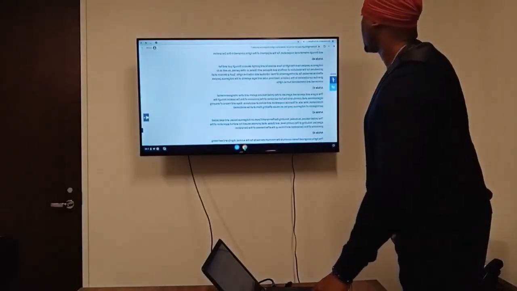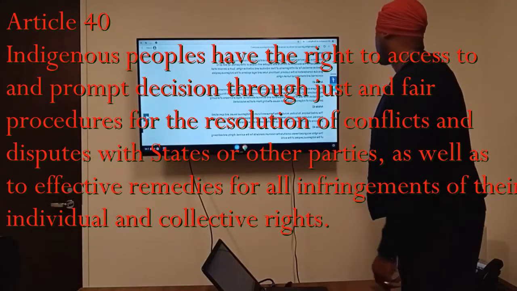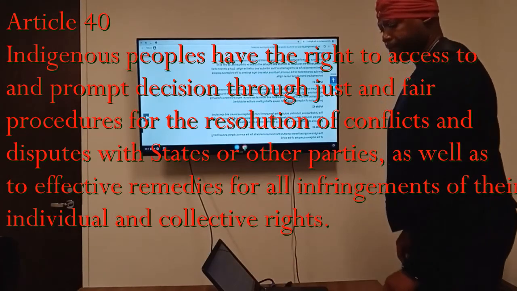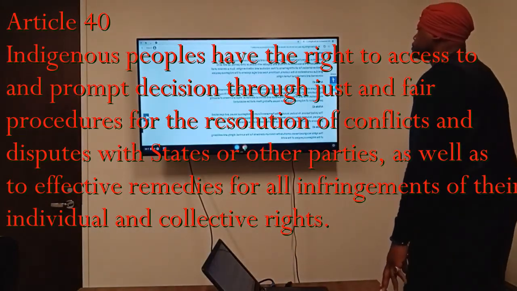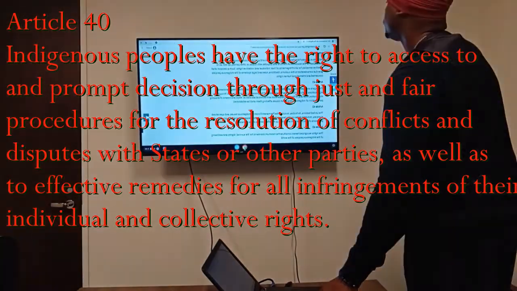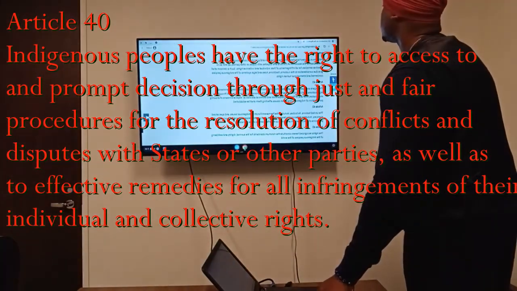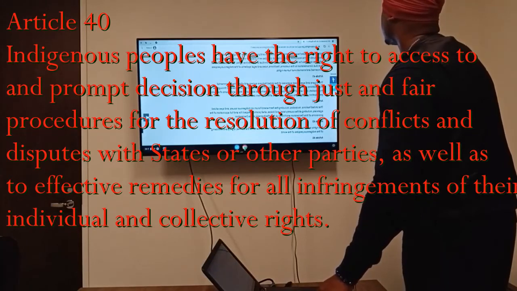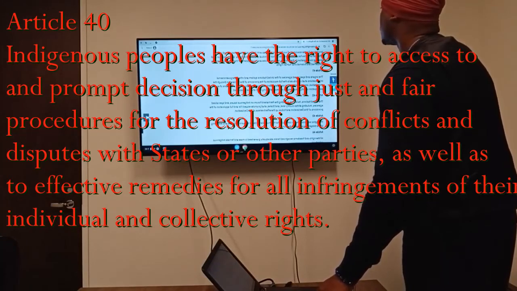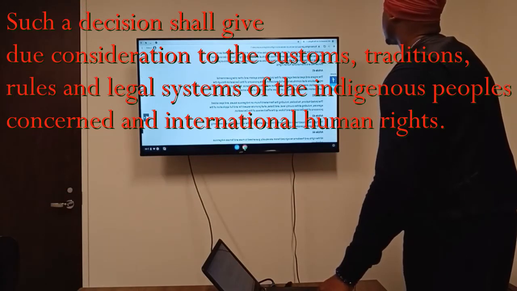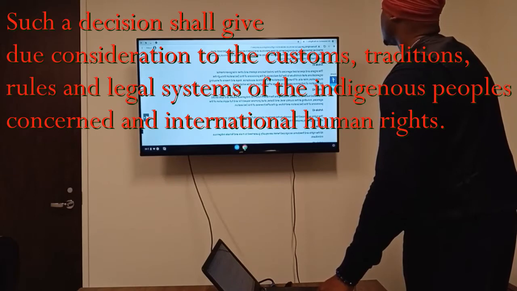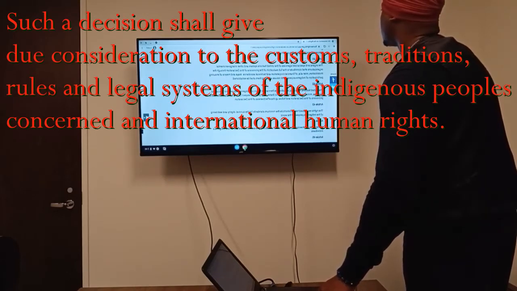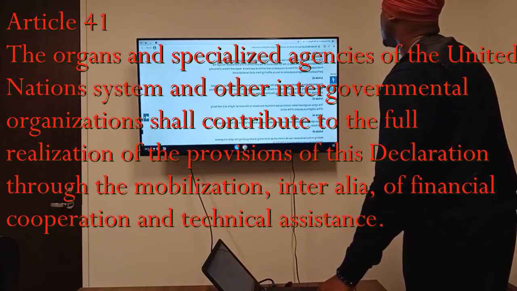40. Indigenous peoples have the right to have access to and prompt decision through just and fair procedures for the resolution of conflicts and disputes with states or other parties, as well as to effective remedies for all infringements of their individual and collective rights. Such a decision shall give due consideration to the customs, traditions, rules, and legal systems of the indigenous peoples concerned and international human rights. 41.